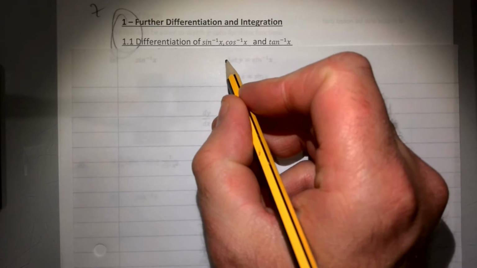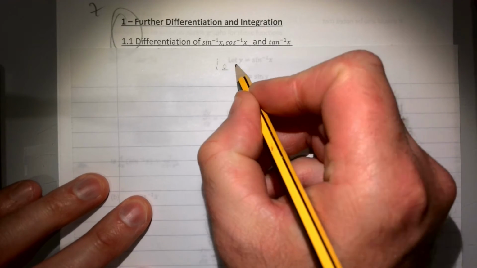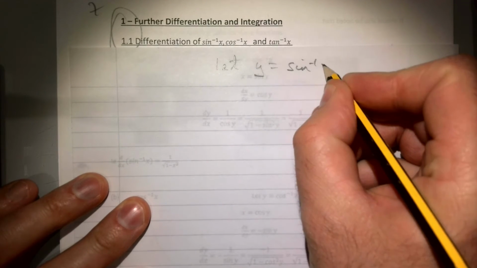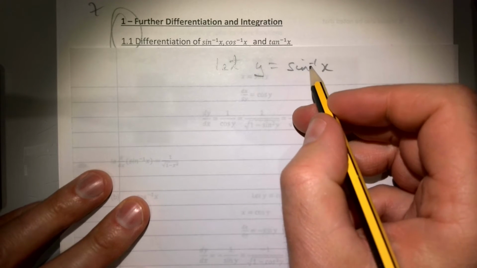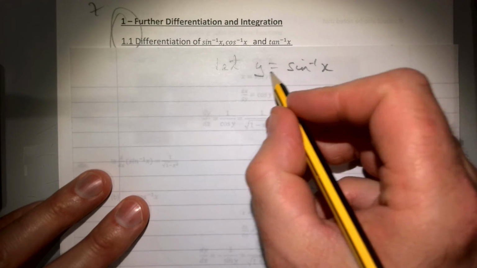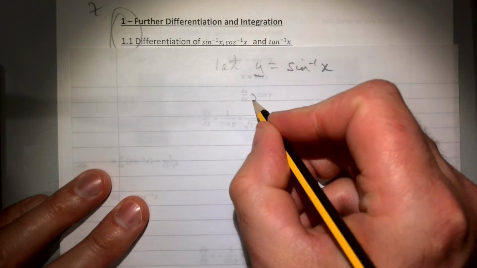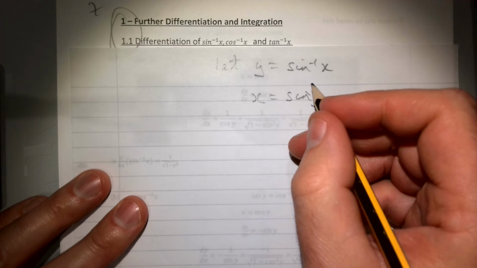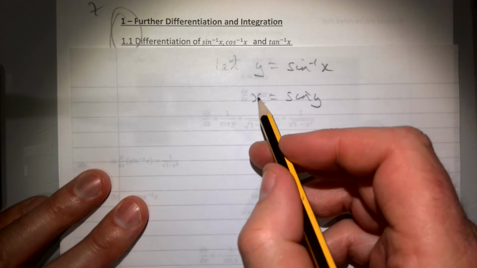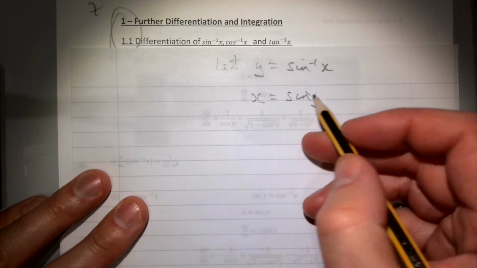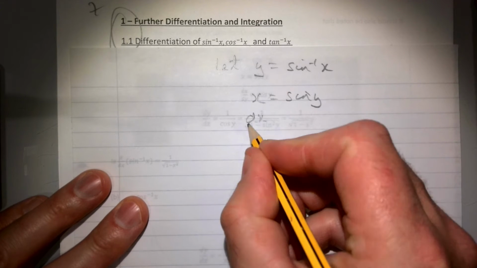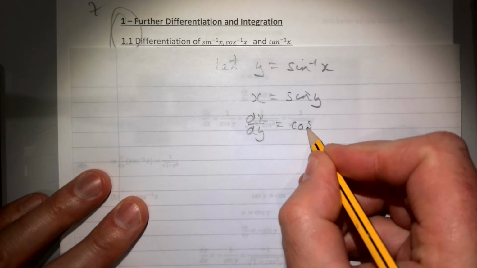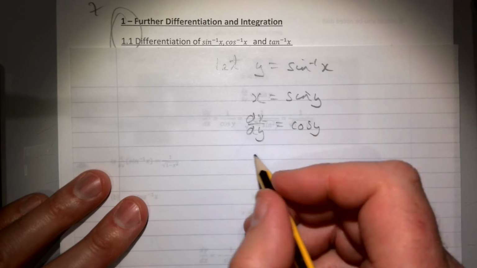So what we're going to do is let y equal sine to minus 1 x. This is just inverse sine, like shift sine you would have hit in third form in your calculator. We could rearrange that and have x equals sine y. Differentiating here, normally we have y equals something x, but here we have x equals something y. So we differentiate, and we're going to get dx by dy instead of dy by dx, which gives us cos y.